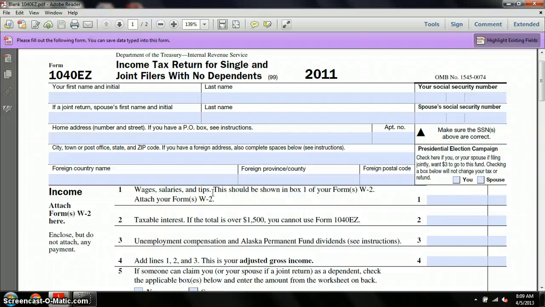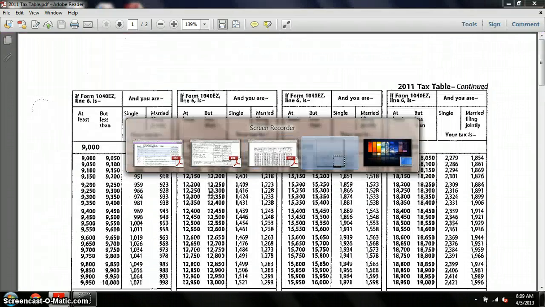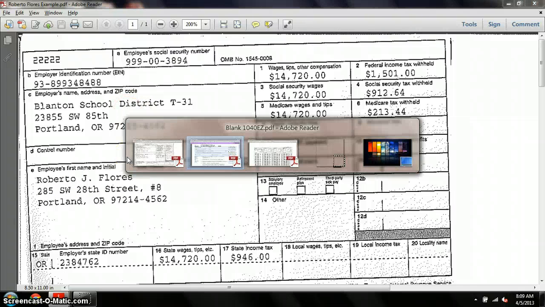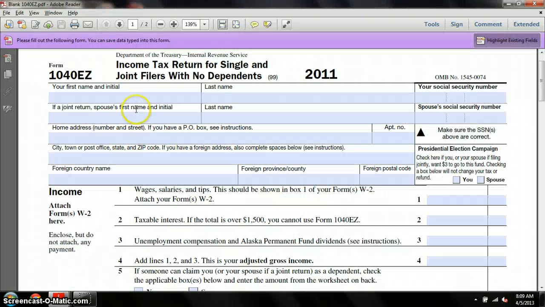Okay, so today we're going to talk about how to complete a 1040 Easy tax form. So today we're going to use some example data here. Here's a W-2 form we have for, you can see Roberto Flores, his information here, where he works and everything of that nature. So we're going to use his information to help fill this out today.